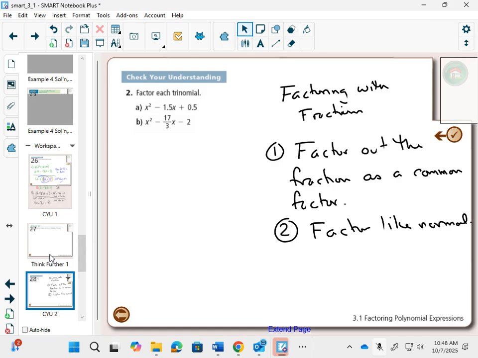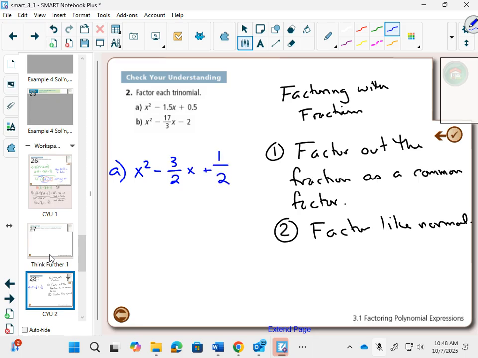Well, in part A, we have x squared. I'm going to change 1.5 to a fraction, minus 3 over 2x. I'm going to change a half to a fraction, plus a half. My denominator is a 2. If I wanted to get rid of the fractions, I would have to pull that denominator of 2 out in front. So I'm going to factor out a 1/2.